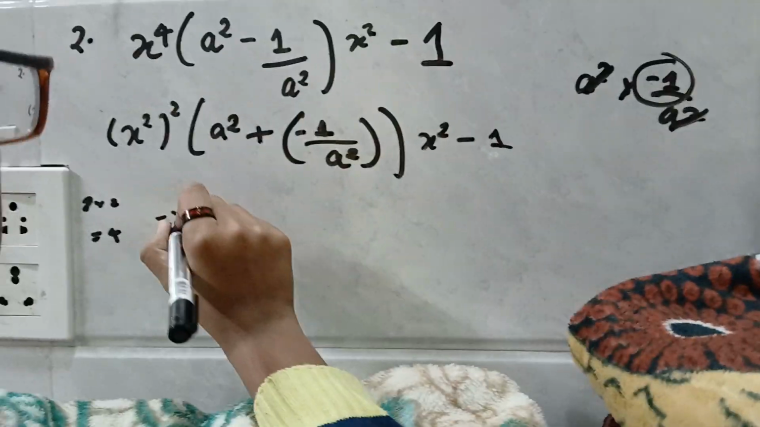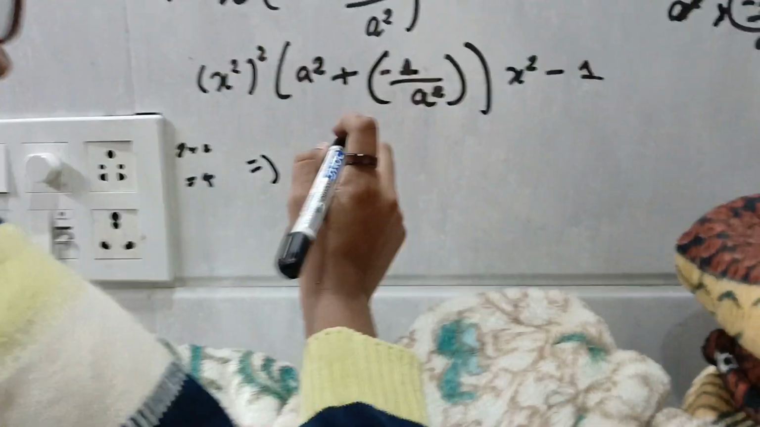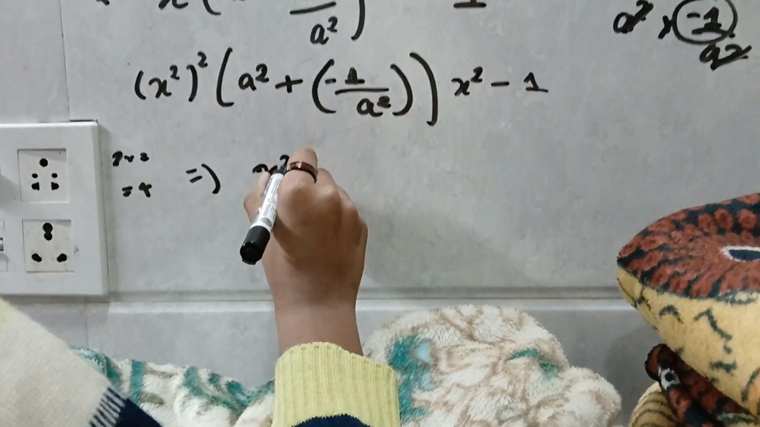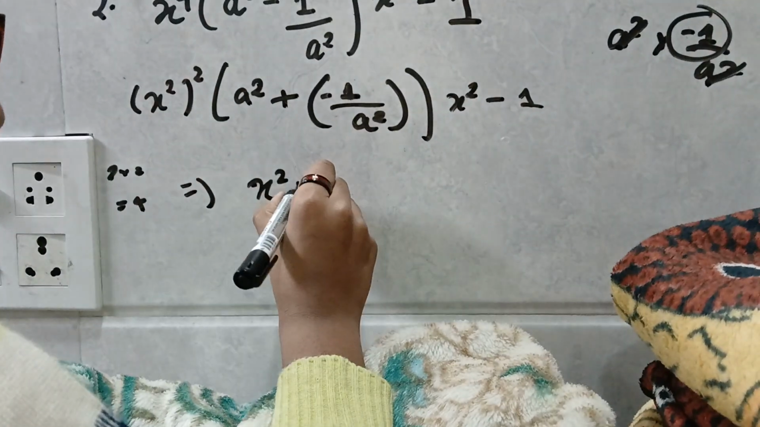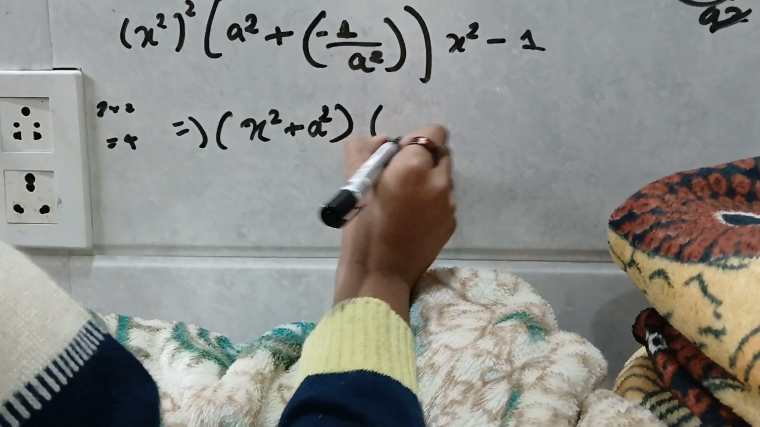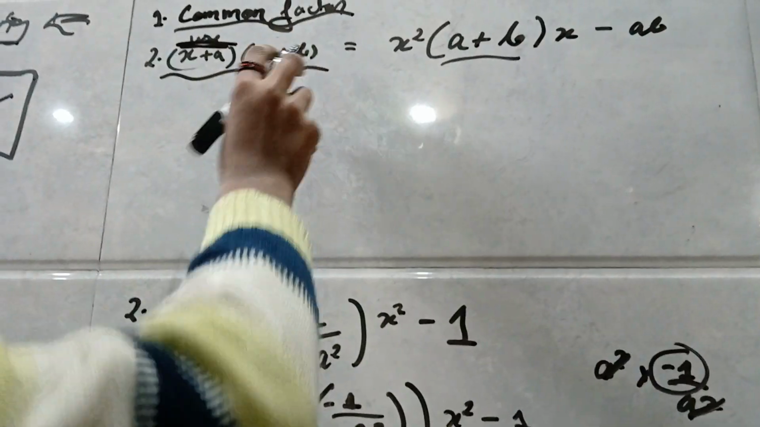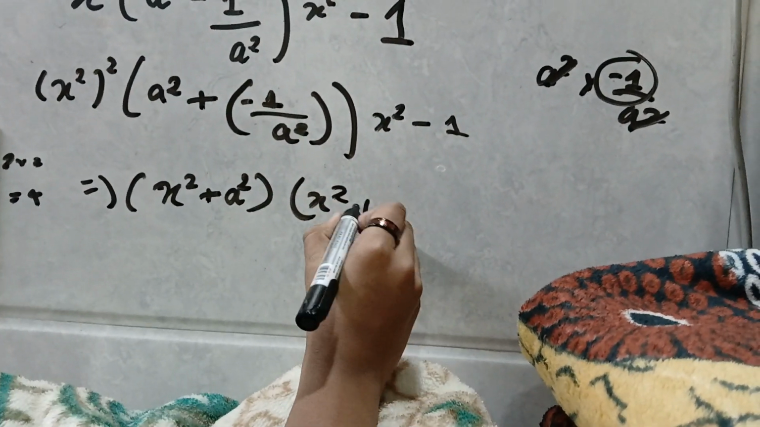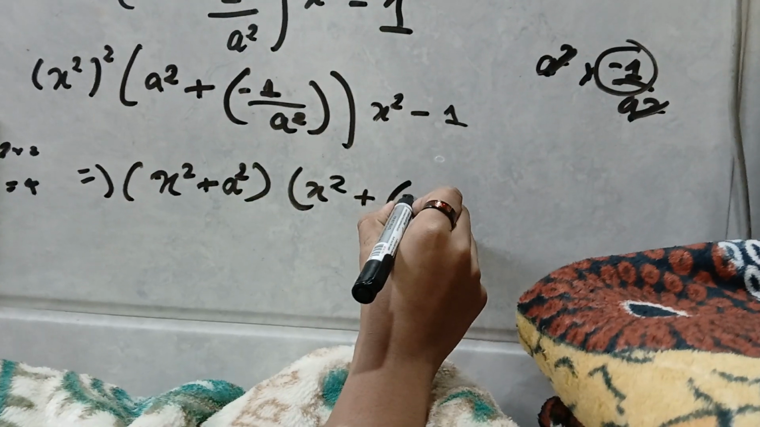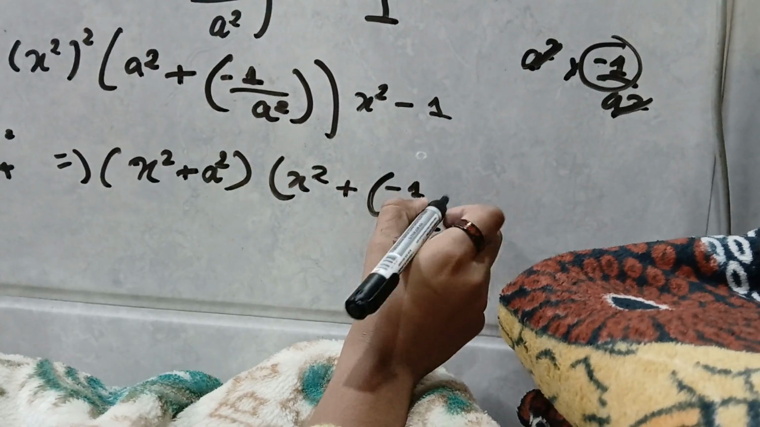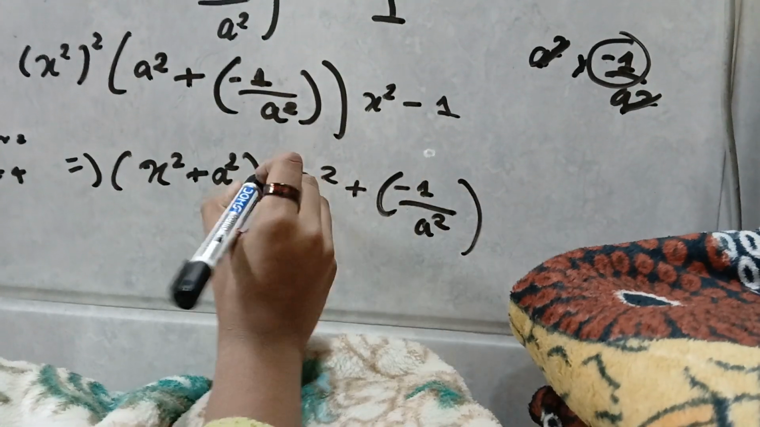Now in the next step we use the identity x plus a. What is a square? x squared is x for this question, x squared plus a squared. Now in the second bracket we have x plus b, x plus a, x plus b, so we can write this x square plus in the bracket minus 1 by a square. So this is our final answer.